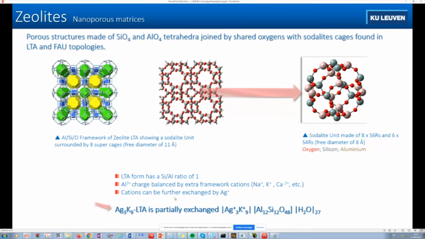And then you can also exchange this potassium by silver. So you can do a lot of changes in the structure. This is not exactly the structure of the zeolite, but is sort of associated with the structure. And then we're going to have a look at the Ag3K9, which is partially exchanged.